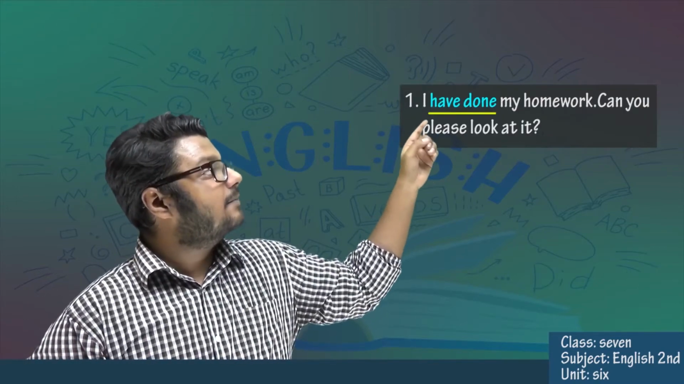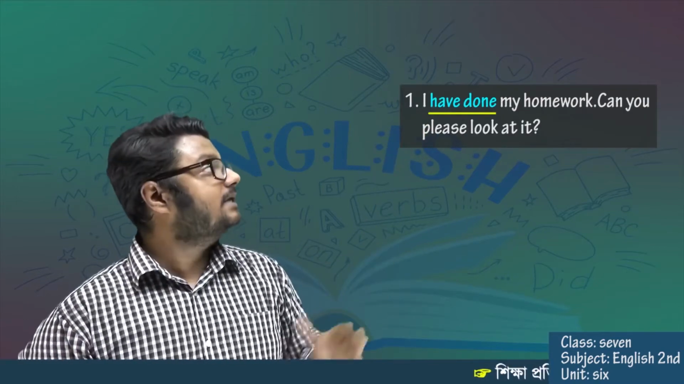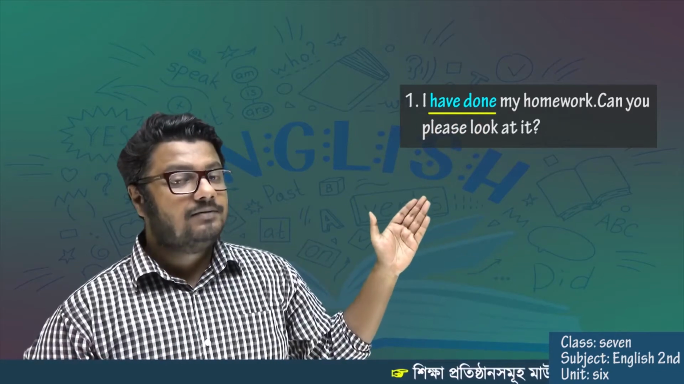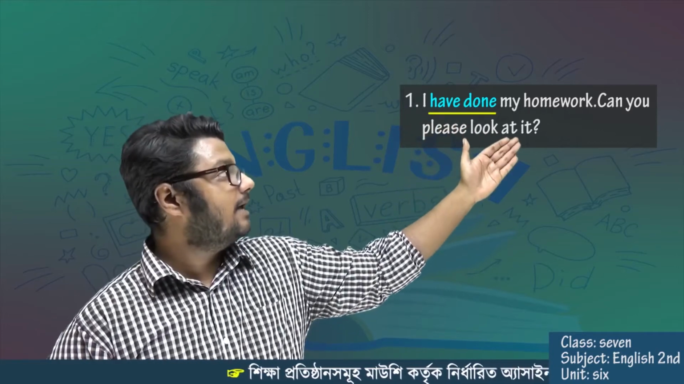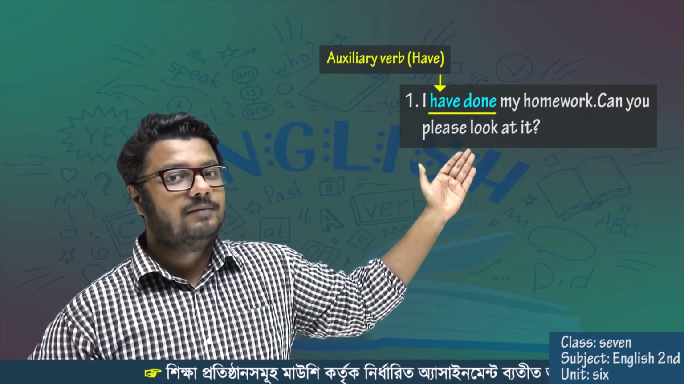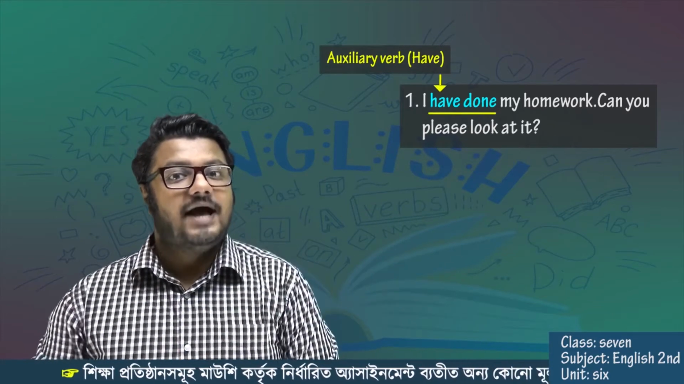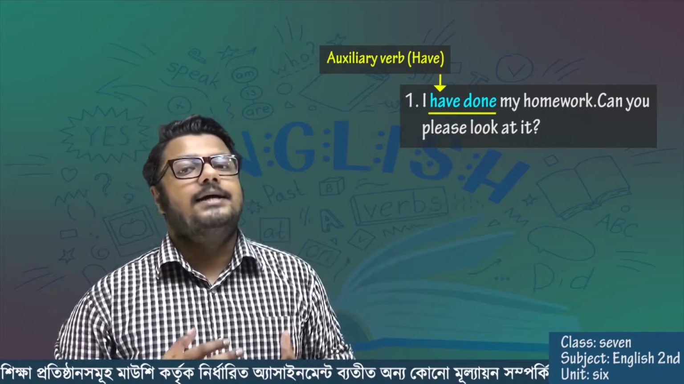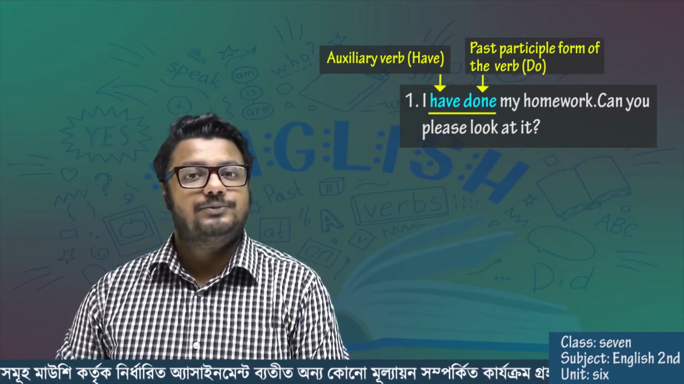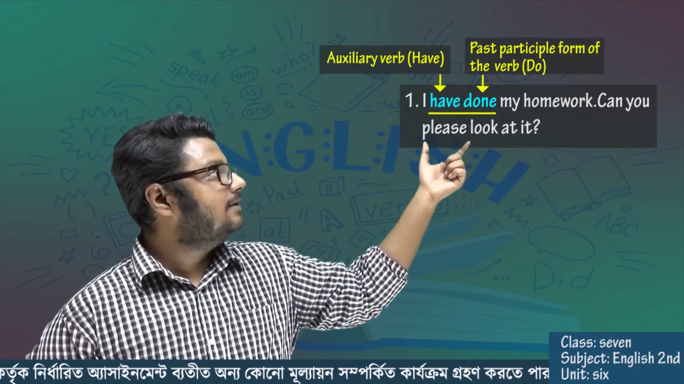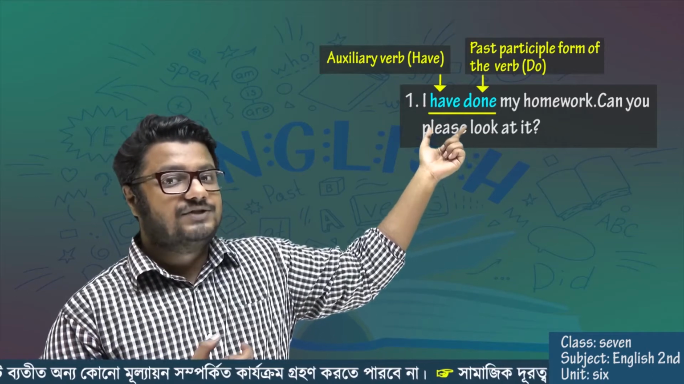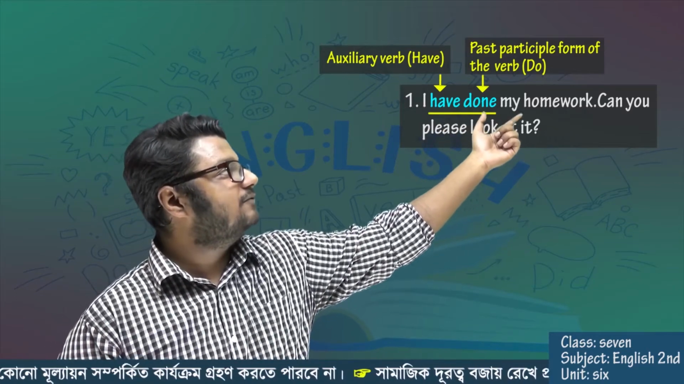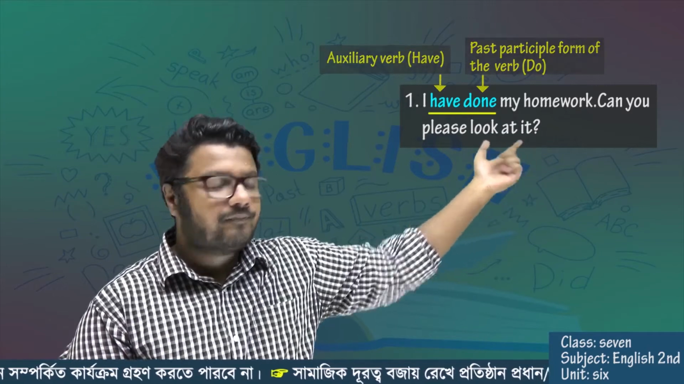Let me give you the examples. In the first sentence, I have done my homework. Here the underlined verb is have done. Now if we break it down, we can see that it has two elements. The first one is have and the second one is done. Have is an auxiliary verb, and the auxiliary verb is verb to have. And the second one, done, is the past participle form of the verb do. So have done is a verb which has two elements: an auxiliary verb which is verb to have, and the past participle form of the main verb do.